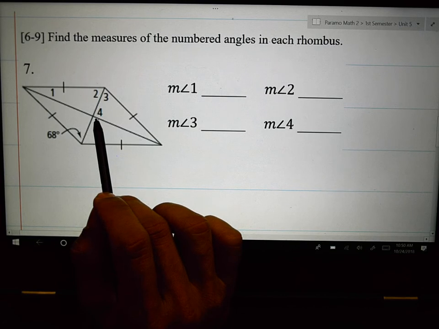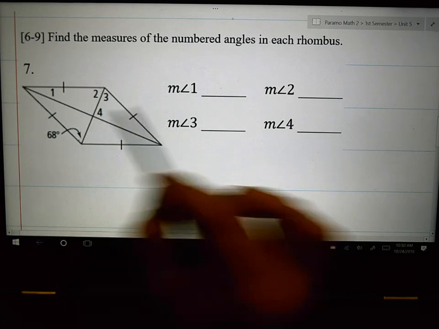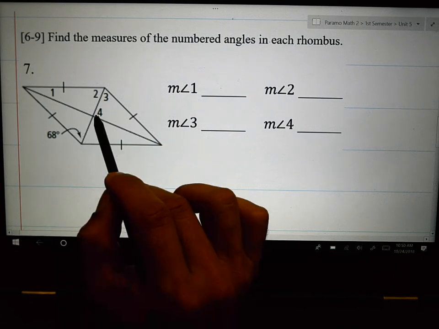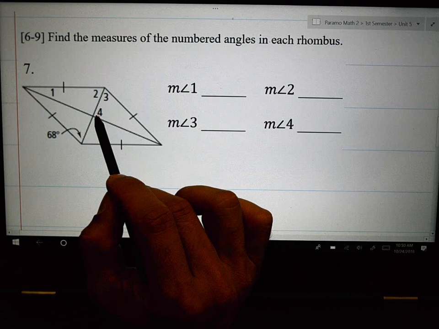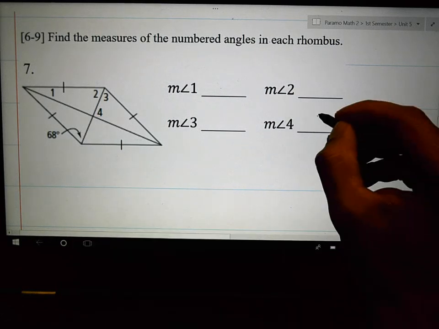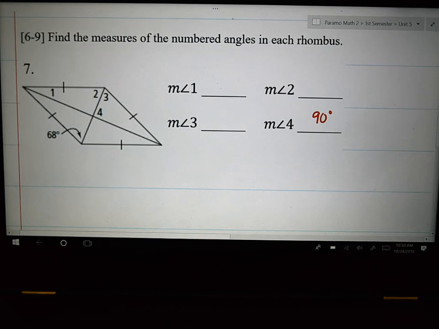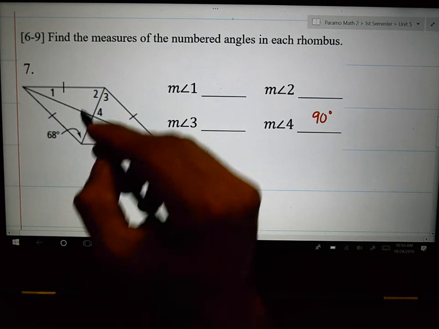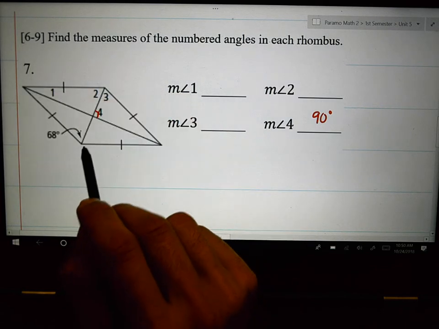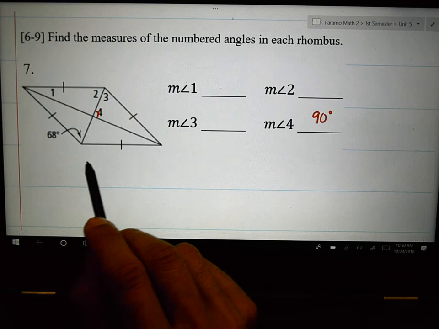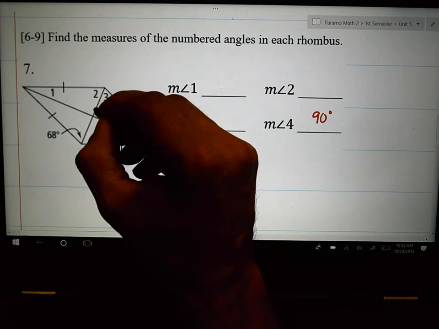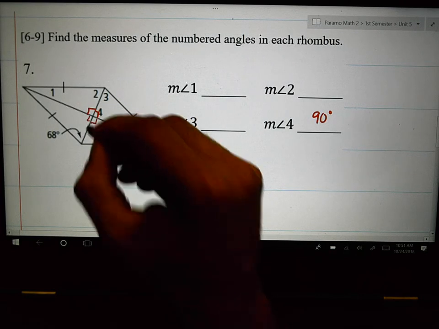Why do I start with angle 4? Because I know that the diagonals of a rhombus are perpendicular. What does that mean? Angle 4 needs to be a certain measurement. If you know what that measurement is, go ahead and say it out loud. 90. About 3 of you know. That's good. 90 degrees is correct. If you don't know, the diagonals of a rhombus are perpendicular. We wrote that down as its first fact. I would always start with that because then it will lead you to the other angles.